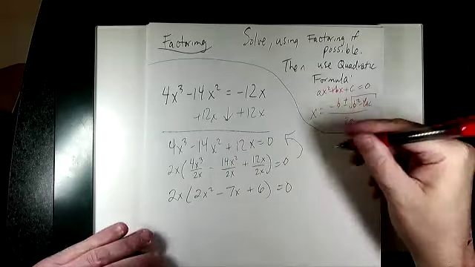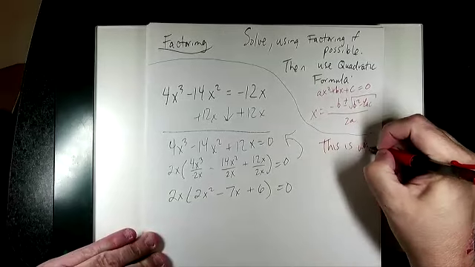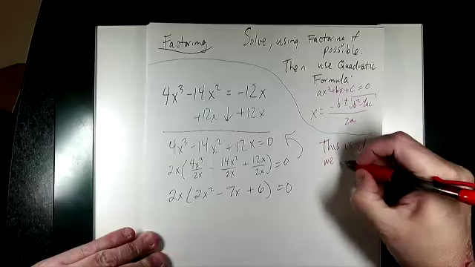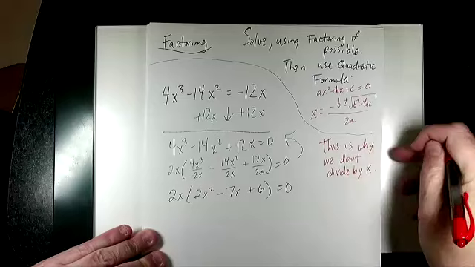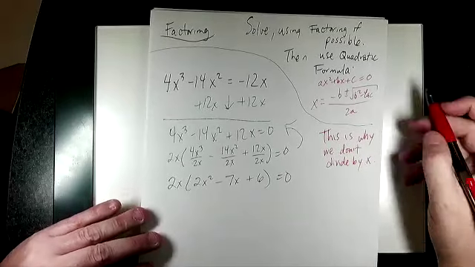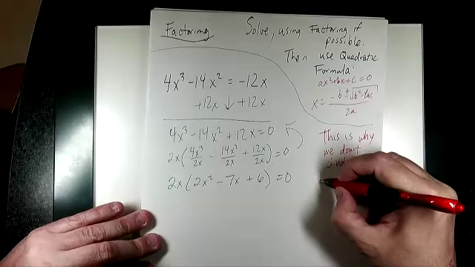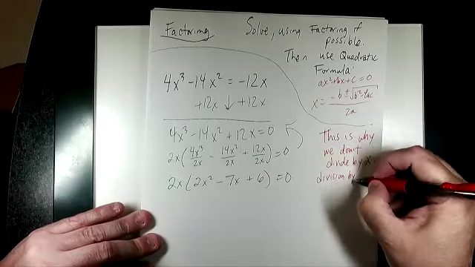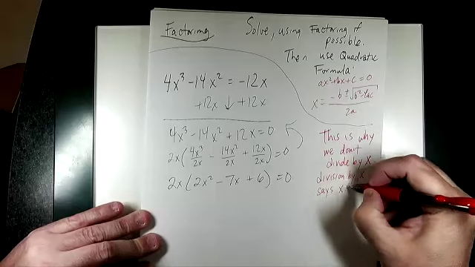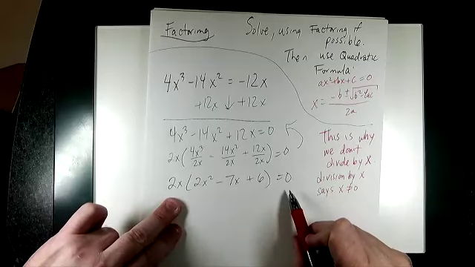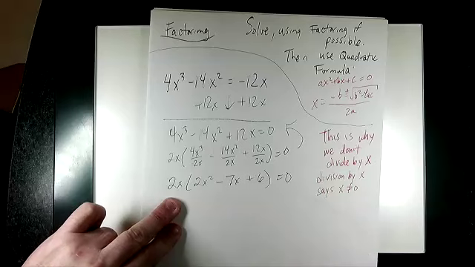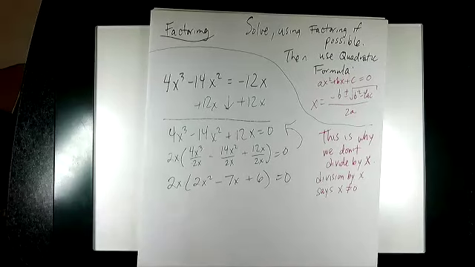And this is why we don't divide out an x. Don't divide by x. You know how many people do that? Division by x says x cannot equal 0. But we can see x equals 0 solves this equation. So when you divide out x, you've actually eliminated one of the answers. And you've done something that is technically wrong because x equals 0 is valid. Don't do this.